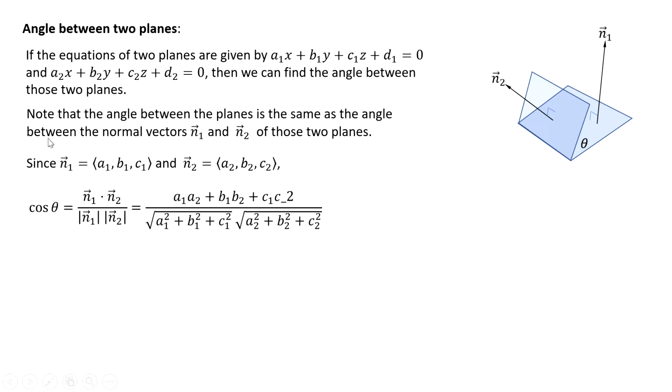And yeah, that's exactly what I did here. All right. So probably there's no need to memorize this a1 a2 plus b1 b2 and all that nonsense. n1 is a1, b1, c1, dude. n2 is a2, b2, c2. Well, can you take the dot product of the two and divide them by the product of the magnitudes? Piece of cake. That's all there is to it.